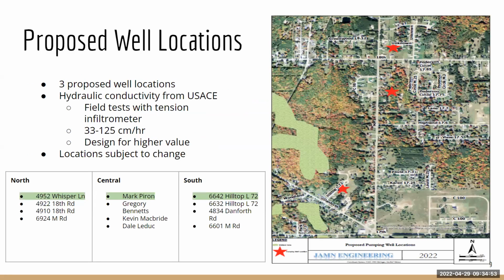So for our proposed well locations, these locations are pictured on our map here as the three red stars. There's a north location, central location, and southern location. These were from the U.S. Army Corps preliminary report. We also utilize a hydraulic conductivity value from the preliminary report of 33 to 125 centimeters per hour. We designed our model for the higher value, but these well locations can be subject to change, and listed below are some addresses that may be affected by the well installation.